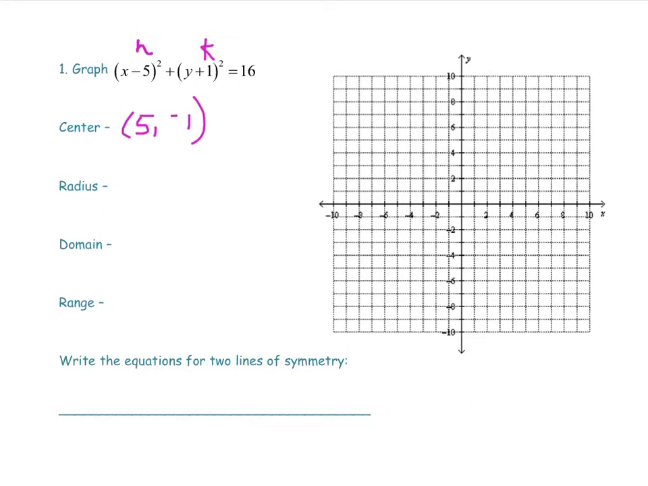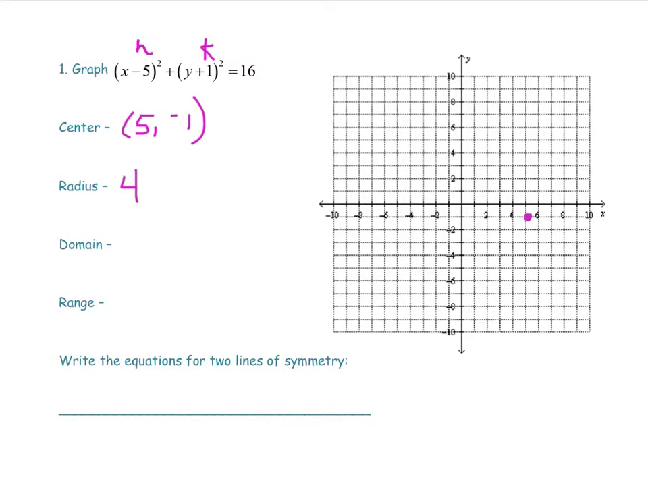Now let's find the radius. Now remember, this number right here, 16, is r squared, or the radius squared. So if we want to know the radius of the circle, we just need to take the square root of 16. So our radius is 4. Now we have all the information we need to go ahead and graph this circle. So let's do that. First, I will plot the center of my circle. So I'm going to go from the origin, I'm going to go right 5 and down 1. So that's going to be the center.